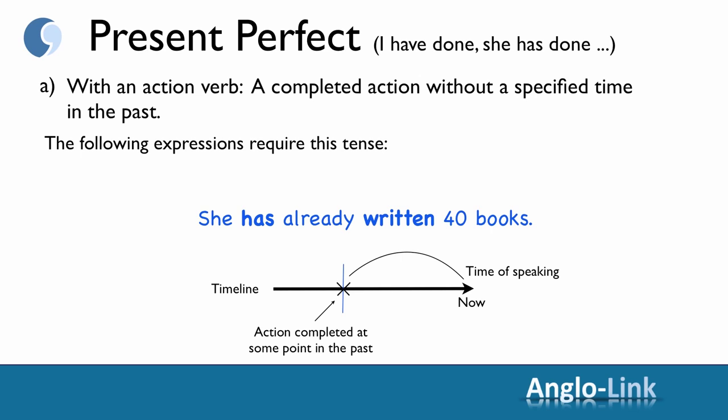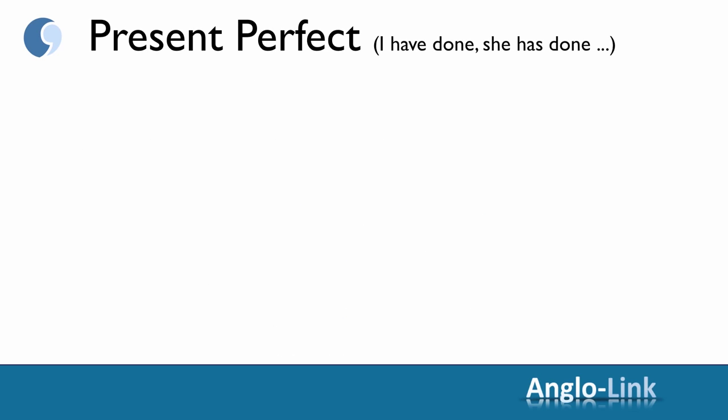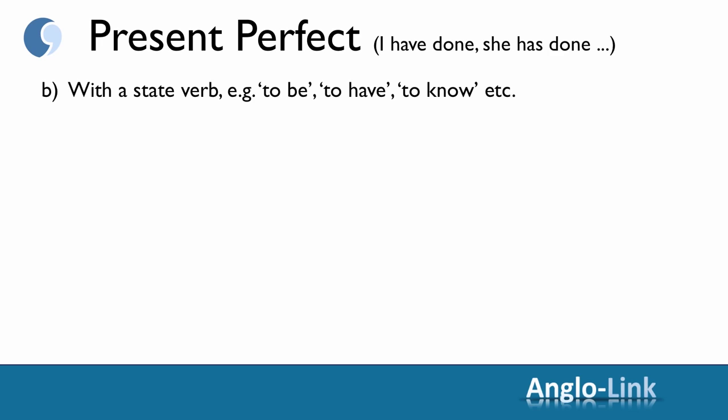Now, looking at the present perfect tense with state verbs, it's completely different. Remember that a state verb doesn't take a continuous tense. So, with the state verb, the present perfect has replaced the present perfect continuous. Which means that, with state verbs, the present perfect shows a state that continues from the past to the present.